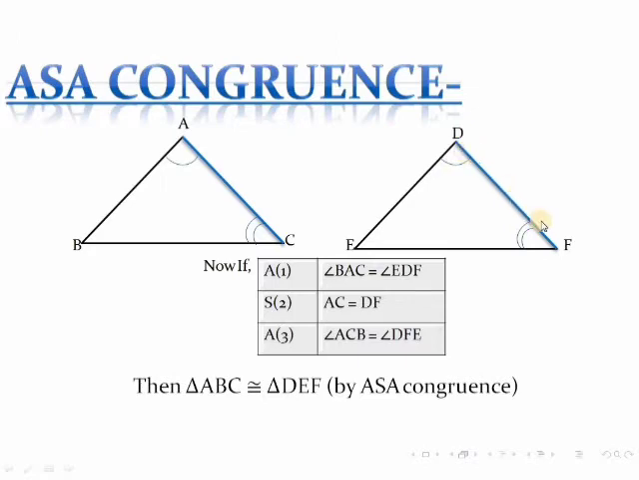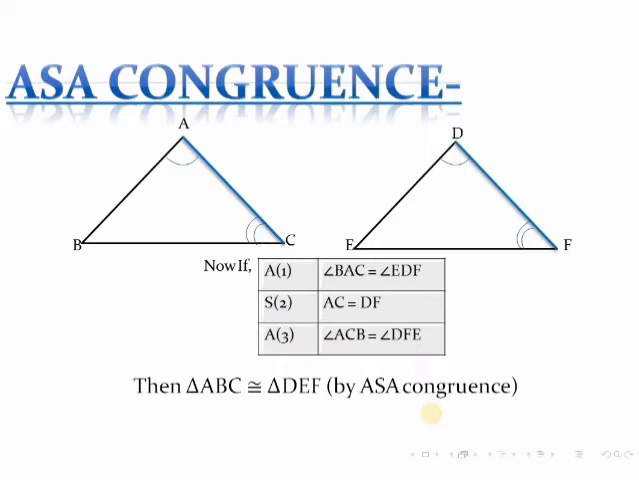So that's why using ASA, angle side angle, we say that these two triangles are congruent. Angle 1, BAC, this angle, is equal to EDF, that is this angle. Side AC is equal to DF. Last angle, angle 3, ACB is equal to DFE. If this happens, then we say that these two triangles are congruent by ASA congruence criterion.